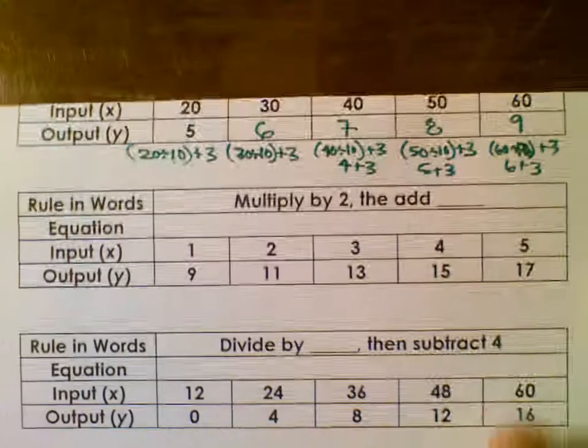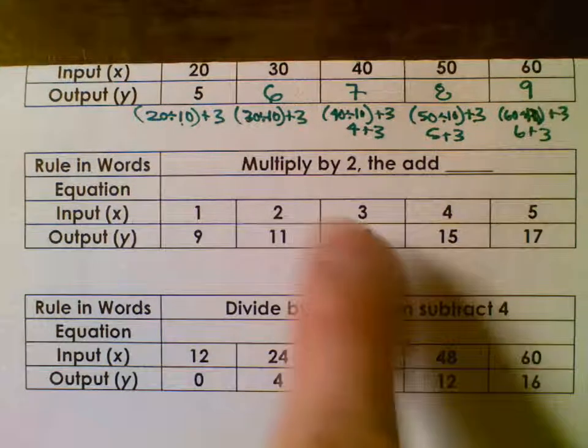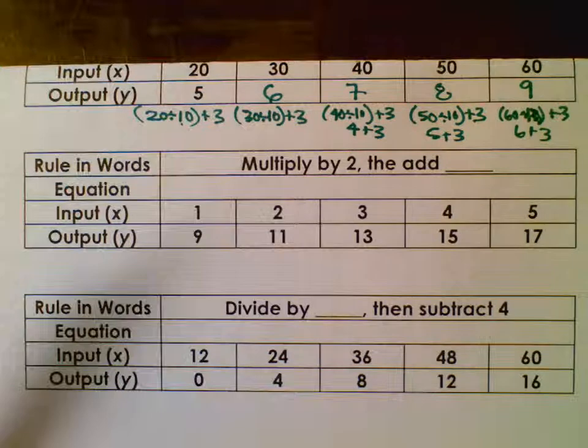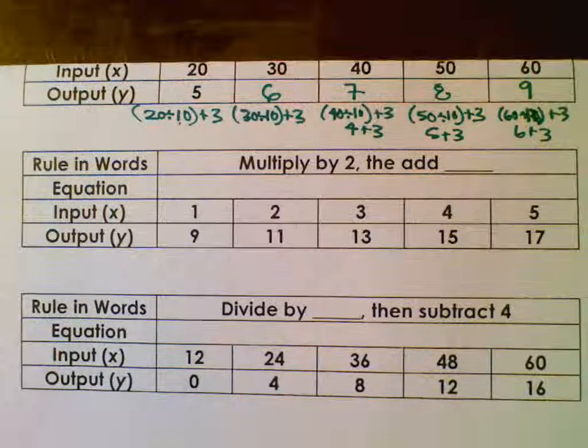Now, the next ones, boys and girls, are a little bit more difficult here. And let me just fold my paper here so it's a little bit easier to see. Okay, now we're going to ask what the rule is, but then we have to write our own equation. So we have to figure it out. But if you notice, the input-output table is already completed for us. Okay, so let's look.